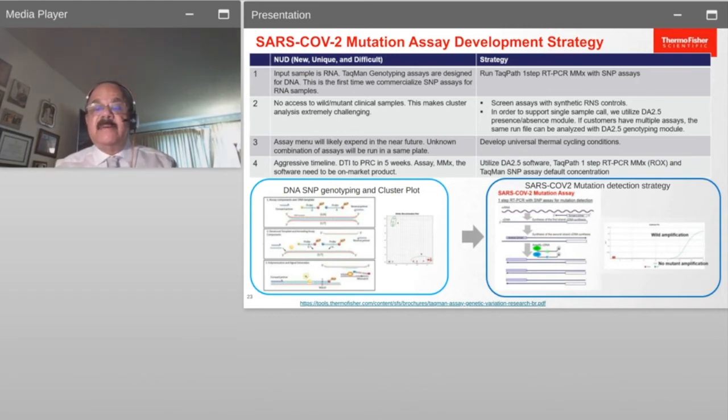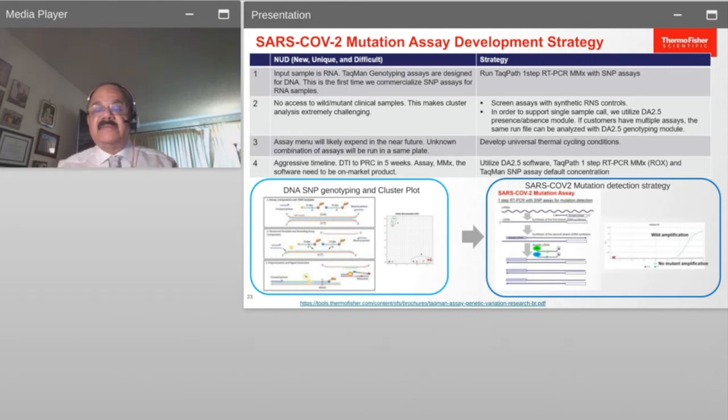So this is used in screening and testing for mutations in a large number of samples. We have software that deals with this, and most of this you'll find on our website.